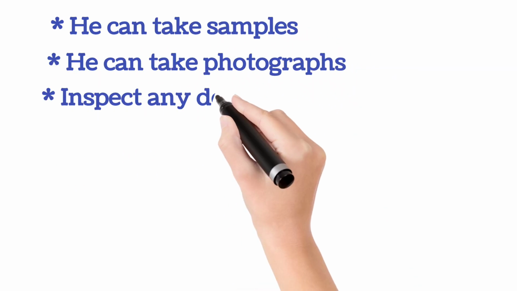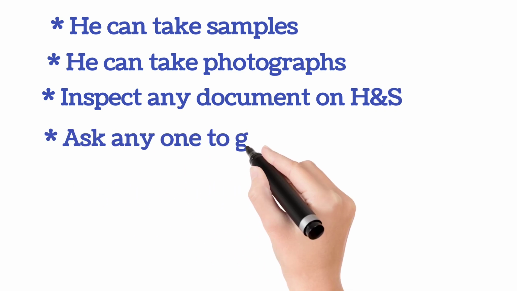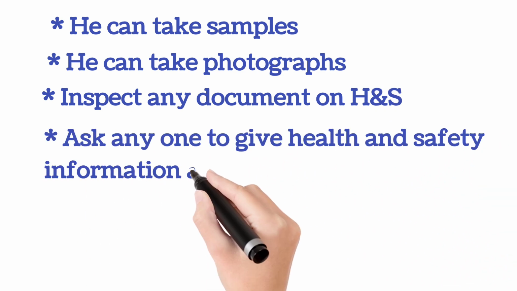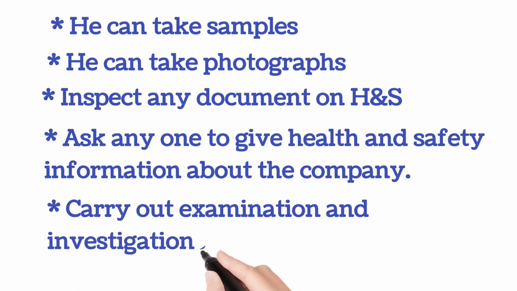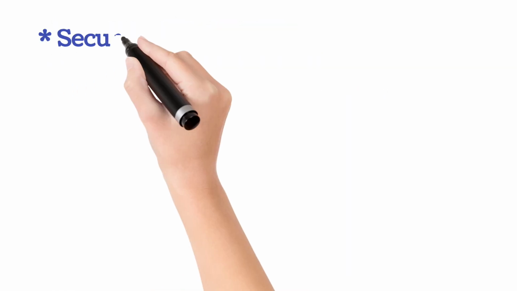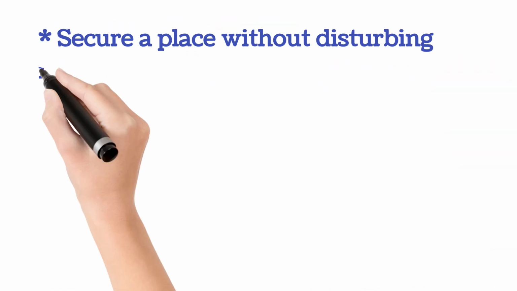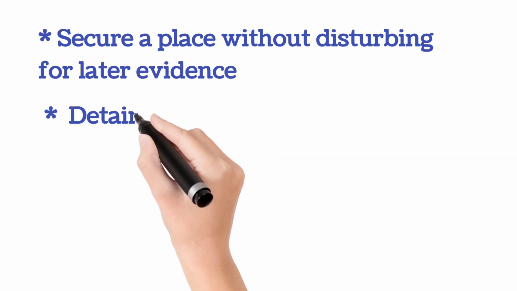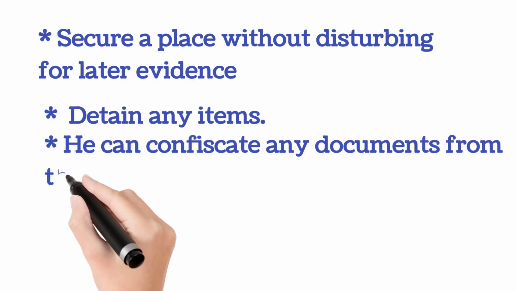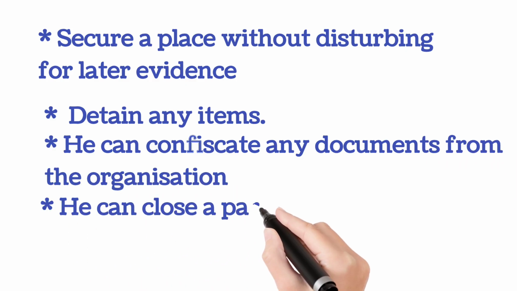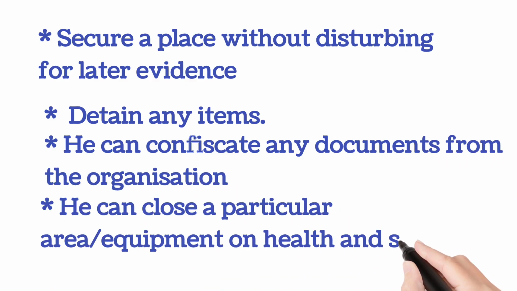Inspect any document on H&S. Ask anyone to give health and safety information about the company. Carry out examination and investigations. Secure a place without disturbing for later evidence. Detain any items. He can confiscate any documents from the organization. He can close a particular area/equipment on health and safety noncompliance.